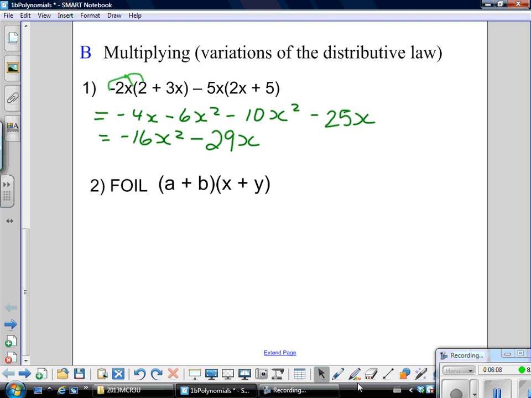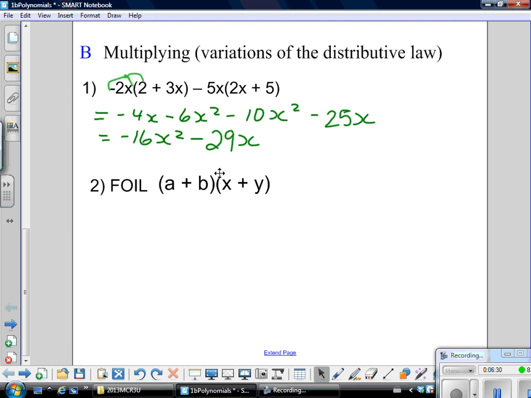And now FOIL is first, outside, inside, last. And you can remember how to multiply it like that if you so wish. Often what I do is I take the first term, multiply it by everything in the second bracket. Then I take the second term and multiply it by everything in the second bracket. And actually that's what FOIL is.